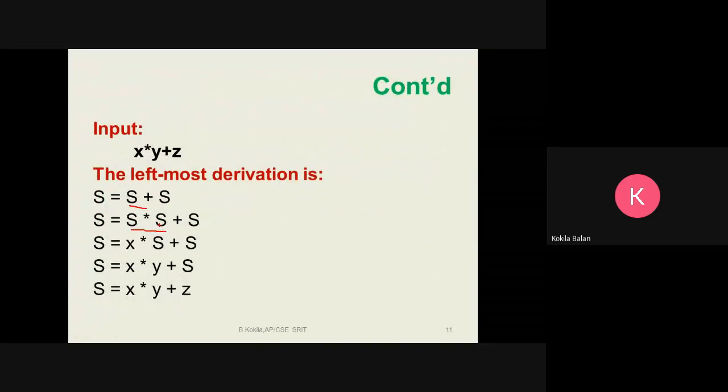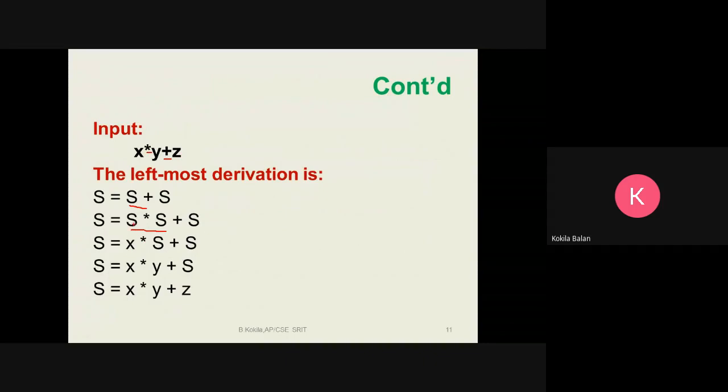Again, this S can be replaced with S star S, which is given in the production. So we have a star here and we have a plus. Our input, with star and plus, is correct. Now we are using leftmost derivation. S is a non-terminal here and here also, but we should generate X, Y, and Z. So the replacement of the symbol should begin from the left side. So the S on the left-hand side should be replaced first.